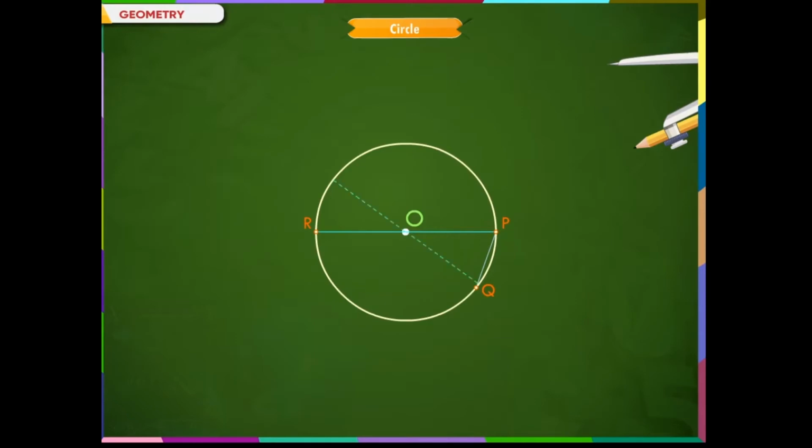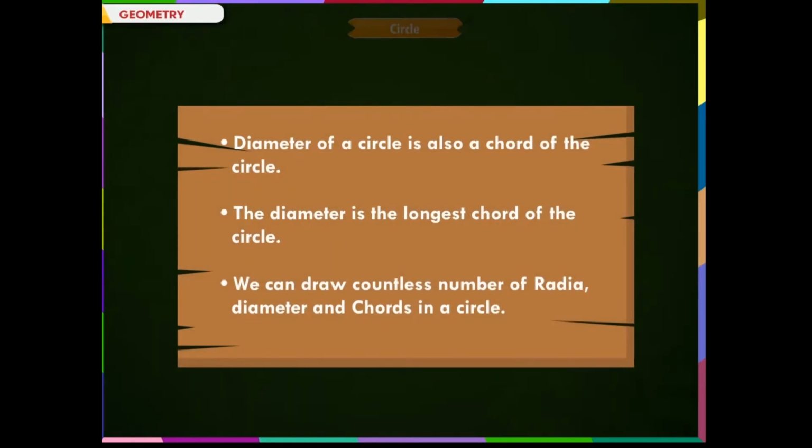We can draw countless number of chords on a circle. And we see that the diameter of a circle is also a chord of the circle. The diameter is the longest chord of the circle. Remember these important points. Diameter of a circle is also a chord of the circle. The diameter is the longest chord of the circle. We can draw countless number of radii, diameters and chords in a circle.